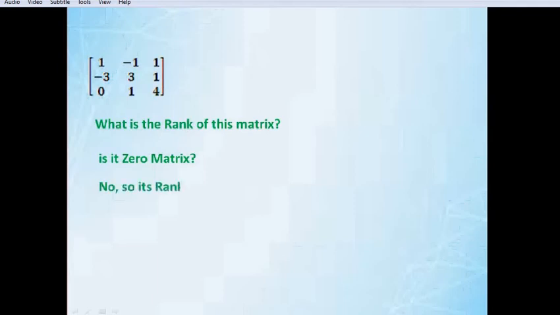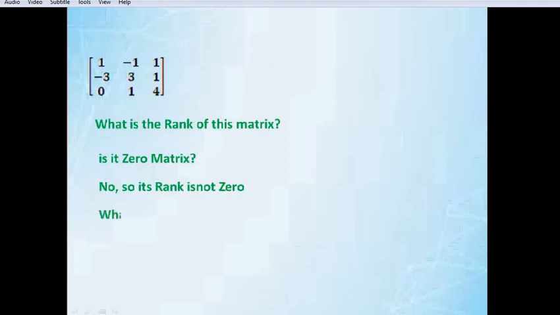See here, one of the 3 by 3 matrices we are looking at. What is the rank of this matrix? Is it a 0 matrix? No, because all elements are not equal to 0, so it is not a 0 matrix. As we learned in the last class, the rank of a 0 matrix is 0, but it is not a 0 matrix, so its rank cannot be 0.